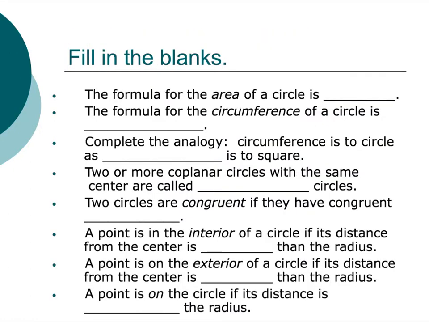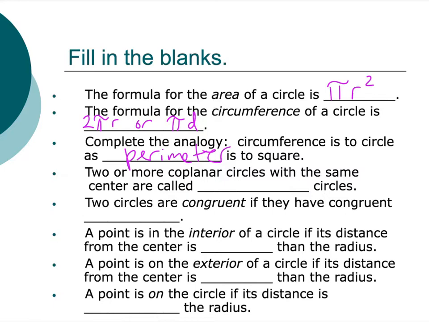Again, some of these things you may already know. We're pretty familiar with circles, I'd say. The formula for the area of a circle is pi times my radius squared. The formula for the circumference of a circle, that's the distance around the circle, would be 2 pi r, or pi times your diameter. Excellent. The circumference is to a circle as what is to a square or quadrilateral? That would be perimeter. That's just a way to remember it, okay?